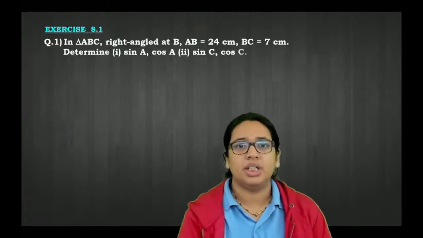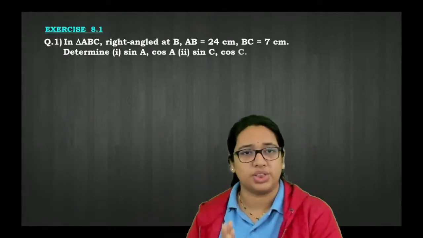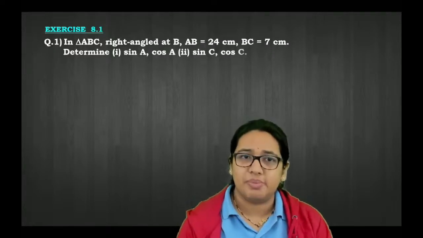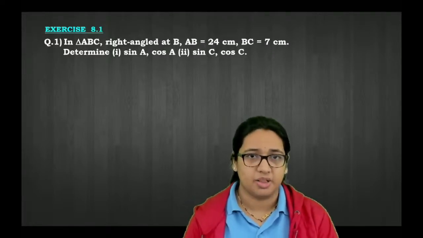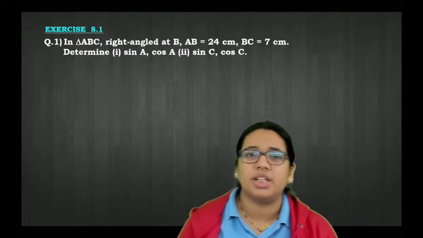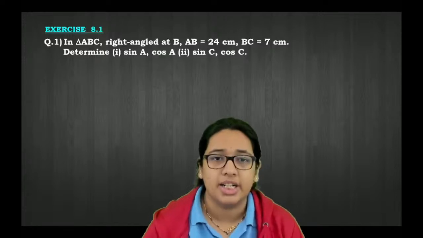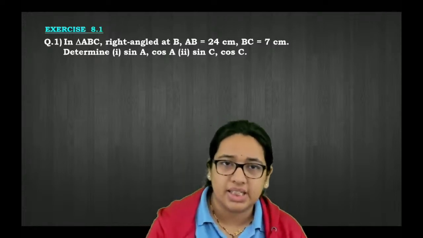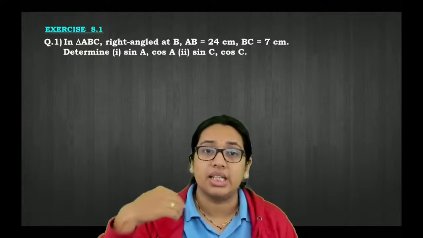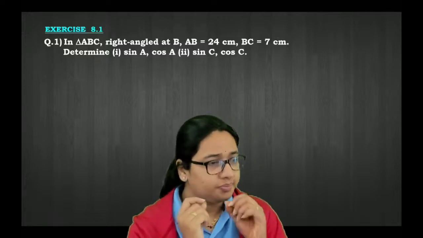See, here we have the very first question. In triangle ABC, right angle at B, AB is given as 24, BC is given as 7. Then determine the value for sin A, cos A, sin C and cos C.